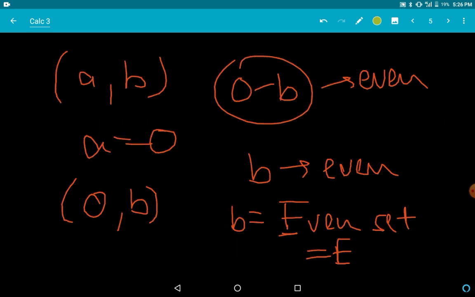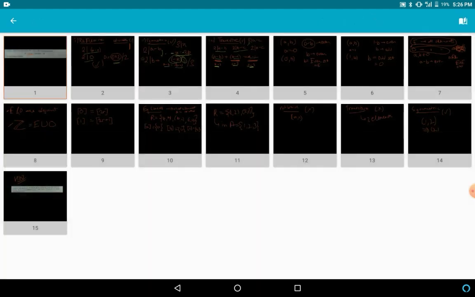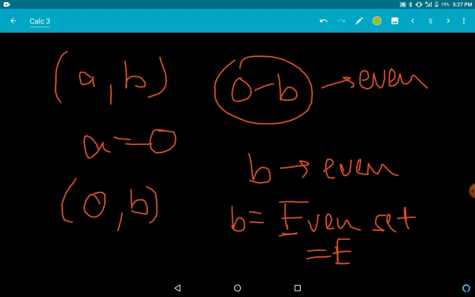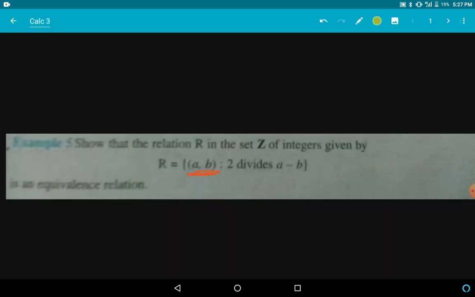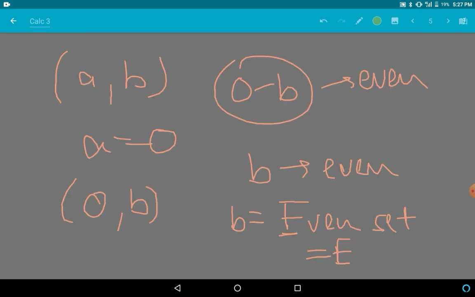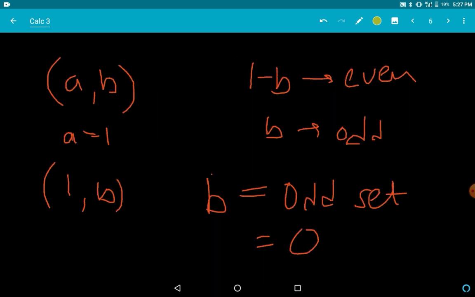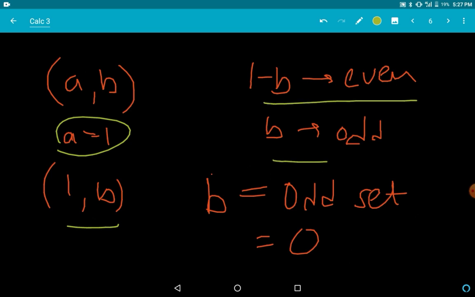Now notice something. In the first question, if I put a to be 0 and b to be b, then a minus b has to be even, otherwise this will not be divisible by 2. So b has to be even, so b can be any even number that belongs to the even set. And now if a becomes 1, then 1 minus b has to be even, so b has to be odd, so b belongs to the odd set.